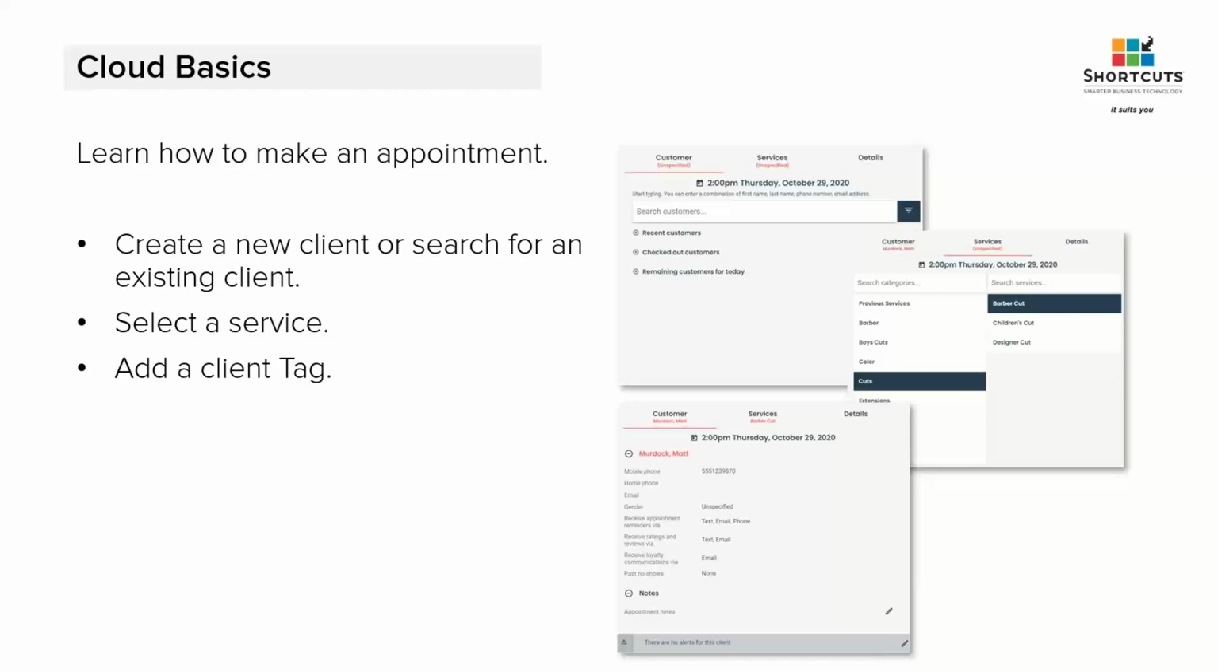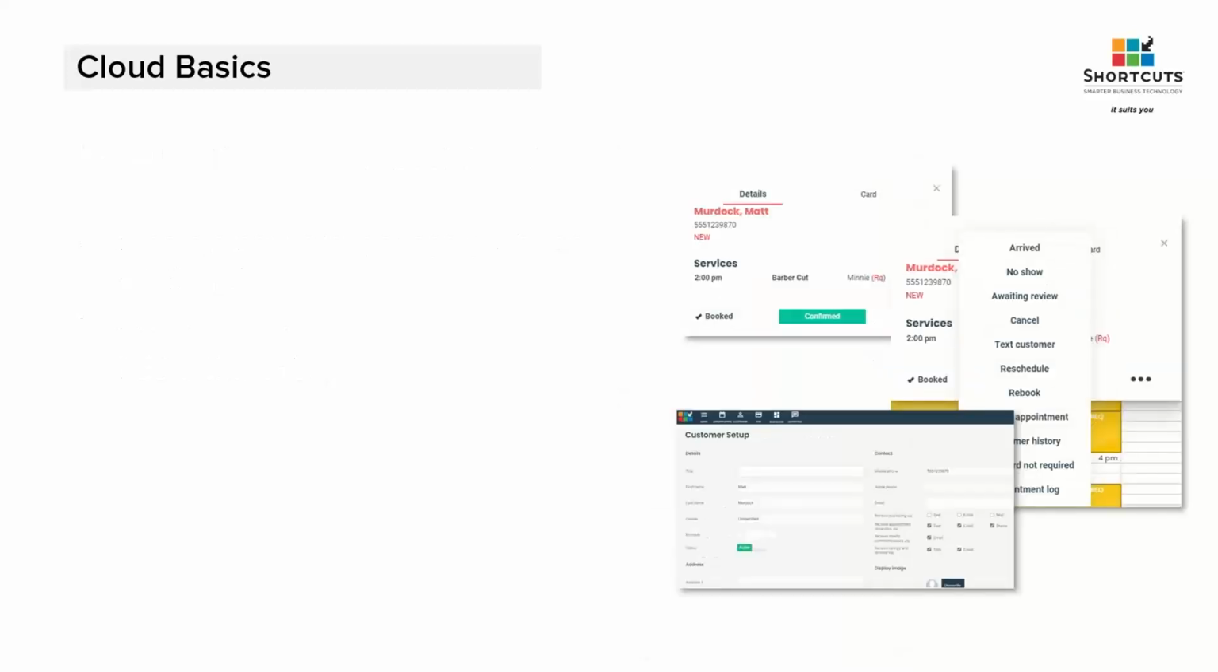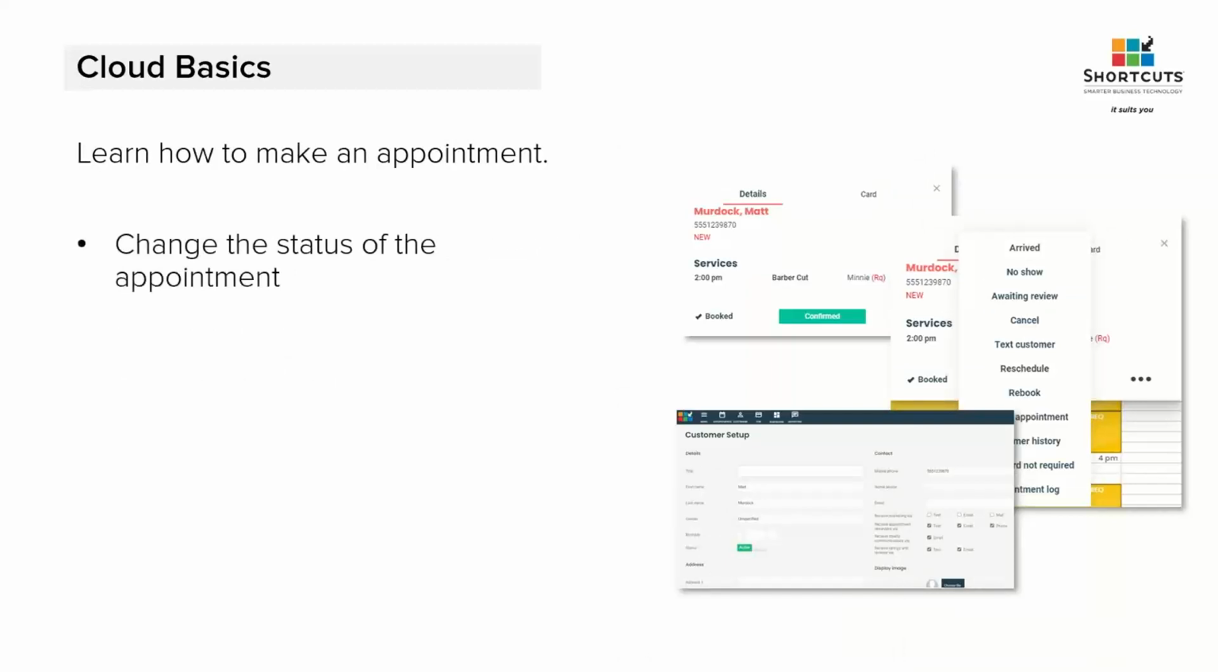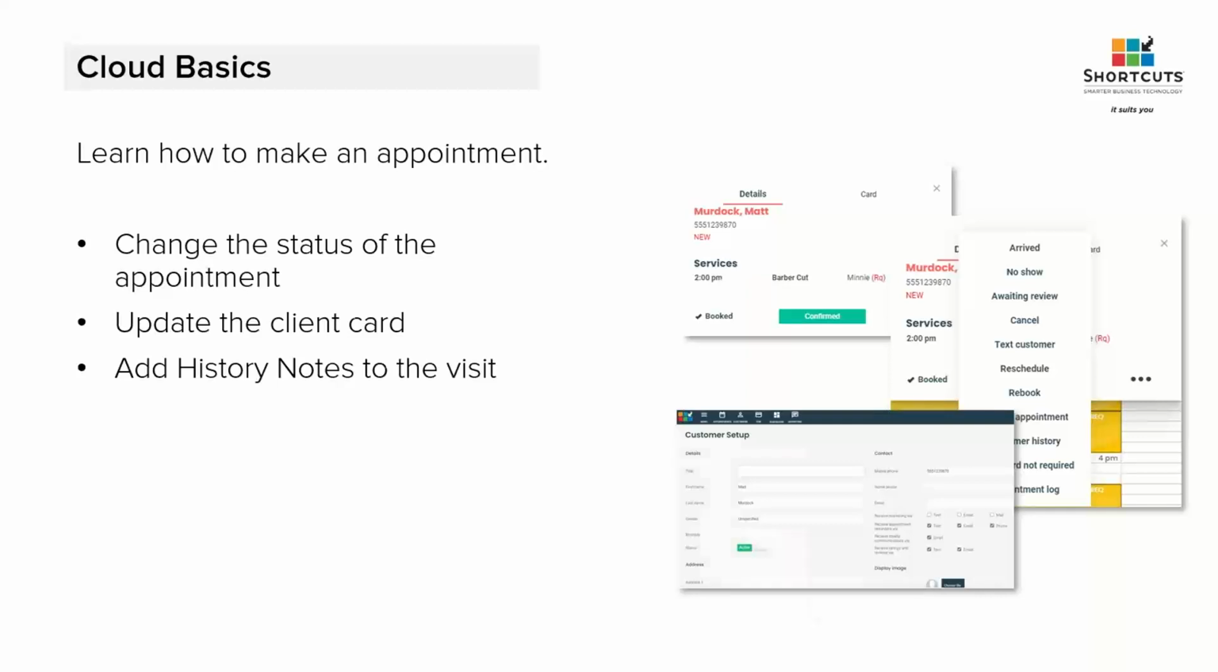So all of the basics that you can do in the cloud, you can also do in the point of sale. We're going to walk through the steps on making an appointment, changing the status of the appointment, if you need to update the client card, or add history notes to the visit. How do you access those things? Again, all the same things you can do in point of sale, you can do in the cloud.